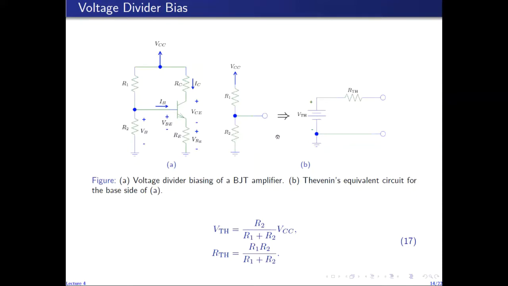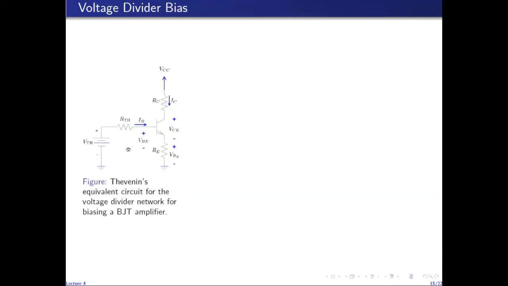And when we want to find R Thevenin, the resistance looking into this port, which consists of this terminal and the ground, we'll have to short circuit VCC, which brings R1 in parallel with R2. So R Thevenin is then given by the parallel combination of R1 and R2. So this is the Thevenin's equivalent circuit corresponding to this portion of the voltage divider biasing network. So the resulting Thevenin's equivalent circuit for the voltage divider biasing network is given by this diagram.